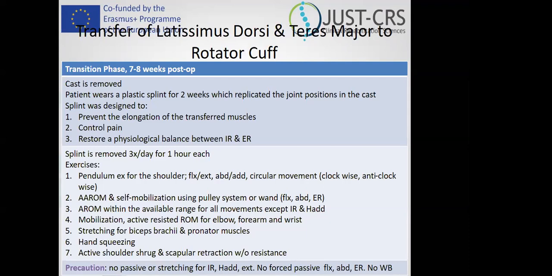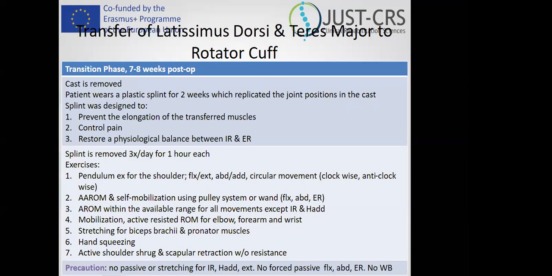The PT exercises include pendulum exercises for the shoulder and circular movement, either clockwise or anti-clockwise. Active assisted range of motion and self-mobilization using a pulley system or wand, only for flexion, abduction, and external rotation. Active range of motion within the available range for all movement except internal rotation and horizontal adduction. Mobilization, active resisted range of motion for elbow, forearm, and wrist. Stretching for the biceps brachii and pronator muscles. Hand squeezing, active shoulder shrug, and scapular retraction, but without resistance.